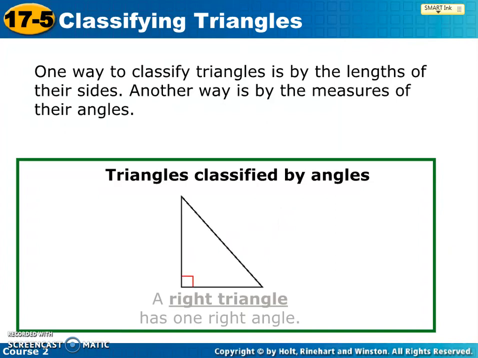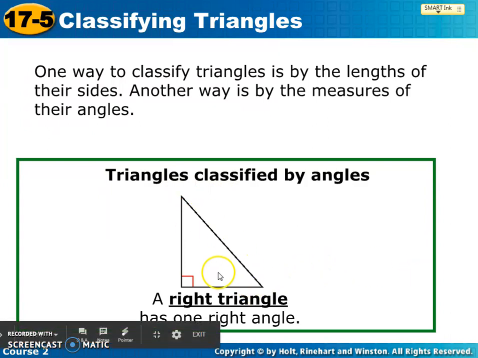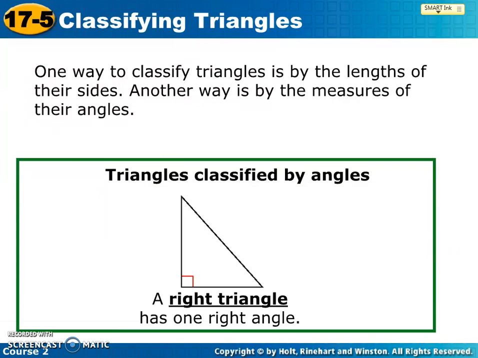And our third triangle is called a right triangle. It has one right angle. The other angles there are acute. And you'll notice we have our symbol in the corner here for a right triangle, knowing that, okay, we have a right angle, so it is a right triangle.